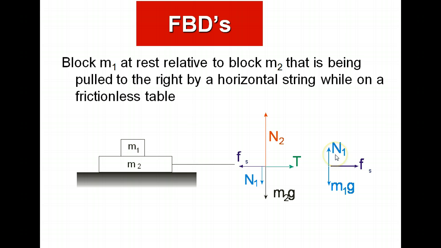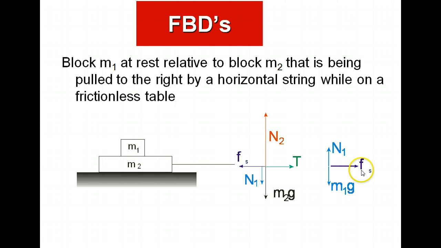This is the force that M2 exerts upward on M1. This is the force that M1 exerts on M2, and that force is downward. So these are action-reaction forces. Notice they act on different things. They don't cancel, but they are equal in magnitude, opposite direction. This force here is the reaction force of this force here.